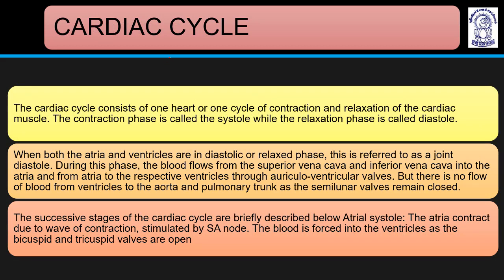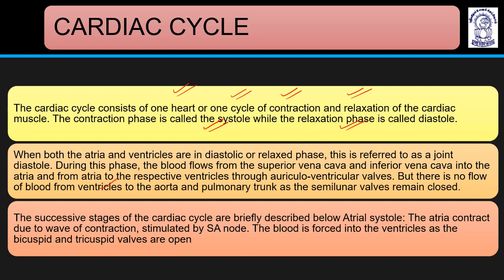Cardiac cycle. The events that occur from the beginning of one heartbeat to the beginning of the next are called the cardiac cycle. The cardiac cycle consists of one cycle of contraction and relaxation of cardiac muscles. The contraction phase is called systole and the relaxation phase is called diastole.